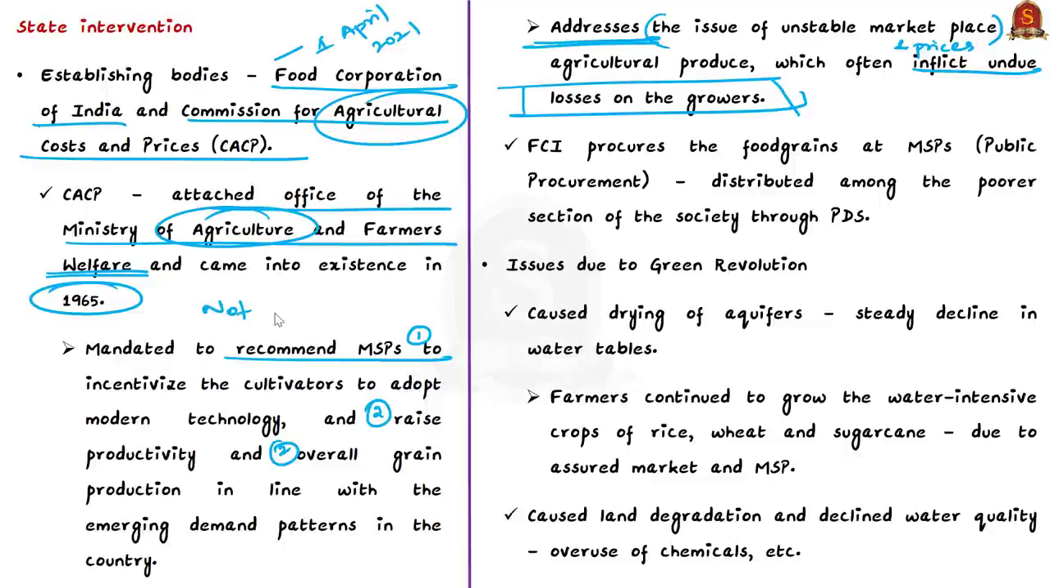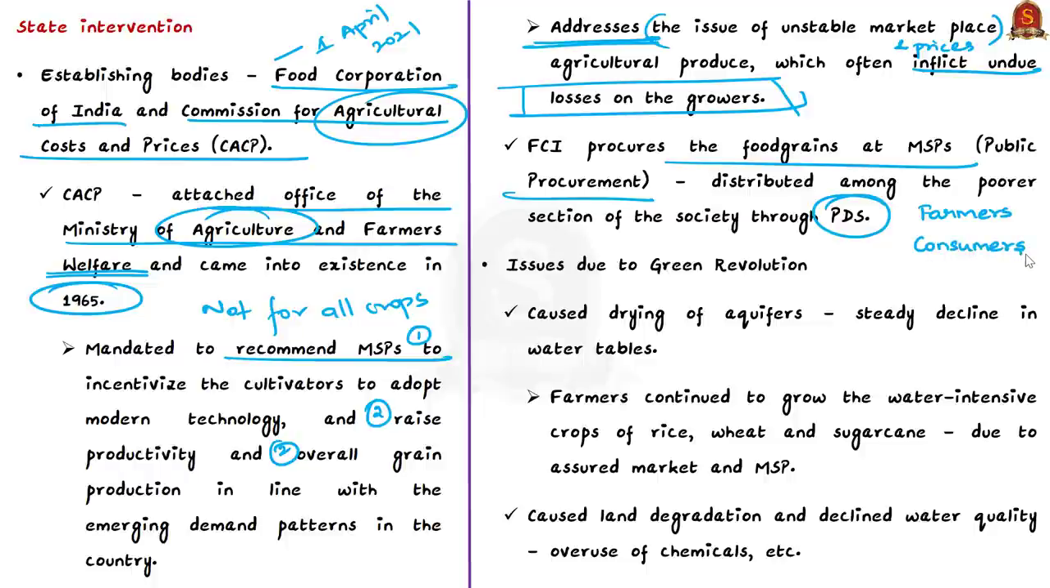So the Food Corporation of India procures specified food grains at MSPs, and this is known as public procurement. And these are distributed among the poorer sections of the society through the public distribution system. So here the government intervention has protected both farmers and also consumers, particularly from the poorer section of the society. But was the Green Revolution all for good?